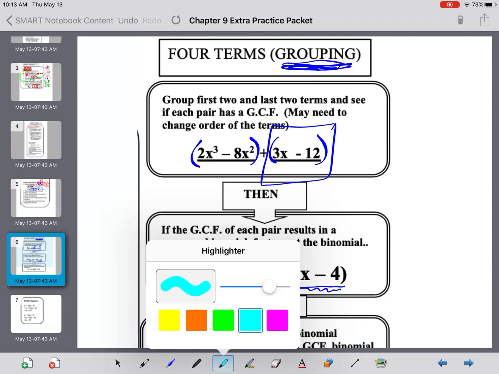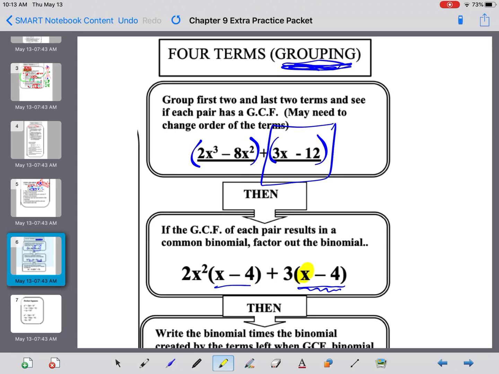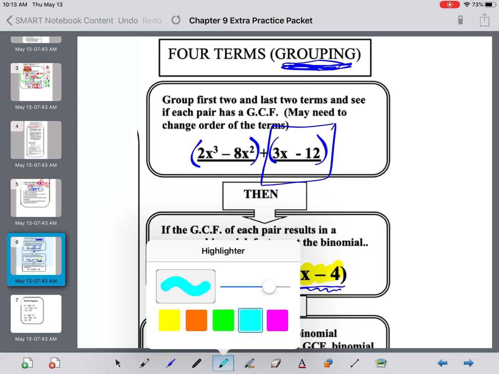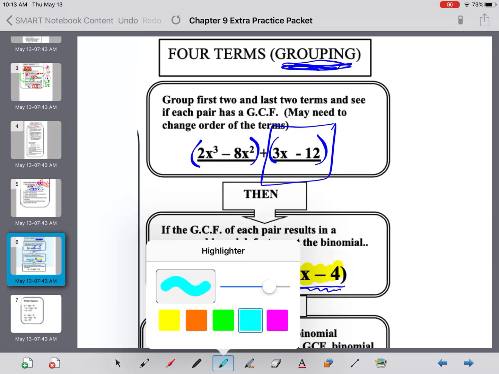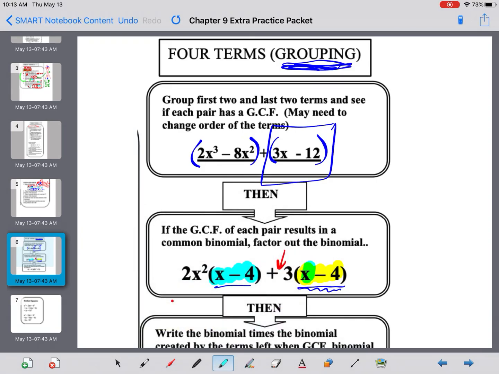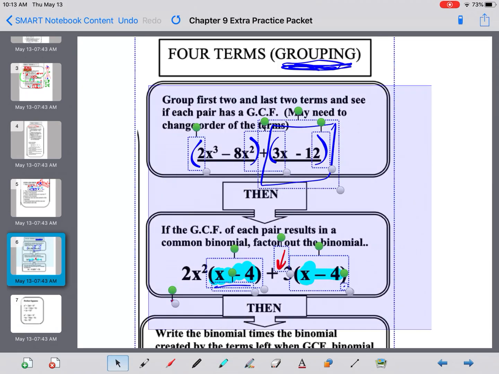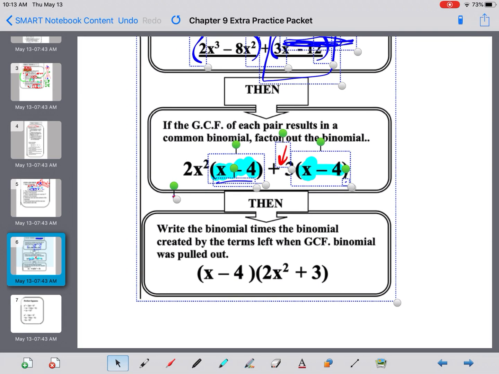And if this is exactly opposite of this, you're doing a great job. You just need to make this term negative, which then switches these back to match the other one. And again, you check your factoring by distributing to make sure you're doing it right.